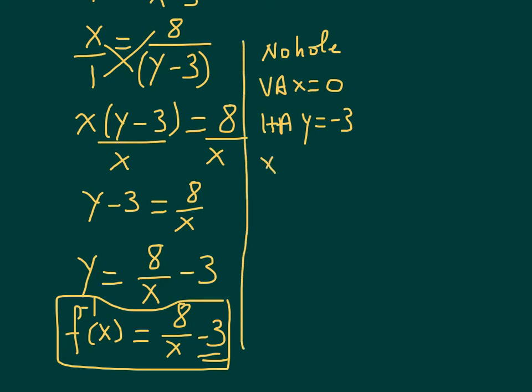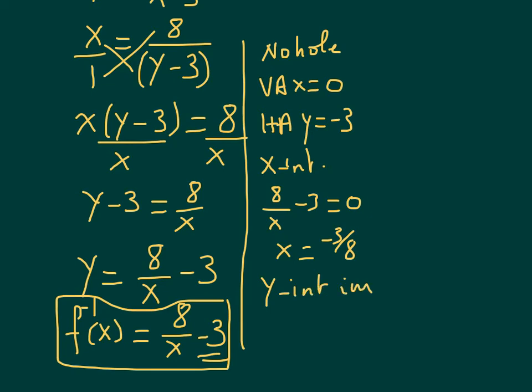You're going to find the x-intercept here is when you make 8 over x plus 3 equal to 0. And then you subtract 3 from both sides and you solve for x, and then you have x is equal to negative 3 over 8. That was the y-intercept before. And the y-intercept here, you can say it's impossible because you can never divide by 0.